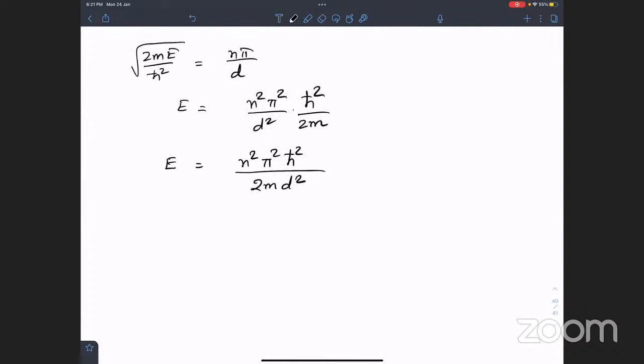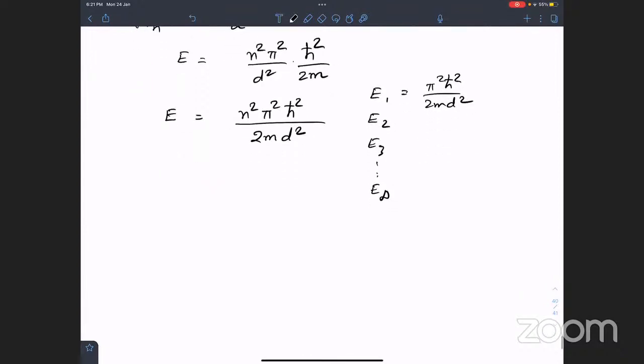So what are the possible eigenvalues? It is E1, E2, E3, up to E infinity, where E1 is given by pi squared h bar squared by 2m d squared. For n equal to 1, right? So we can say that the energy values of the electron, En, is nothing but n squared times E1, where E1 is pi squared h bar squared by 2m d squared.